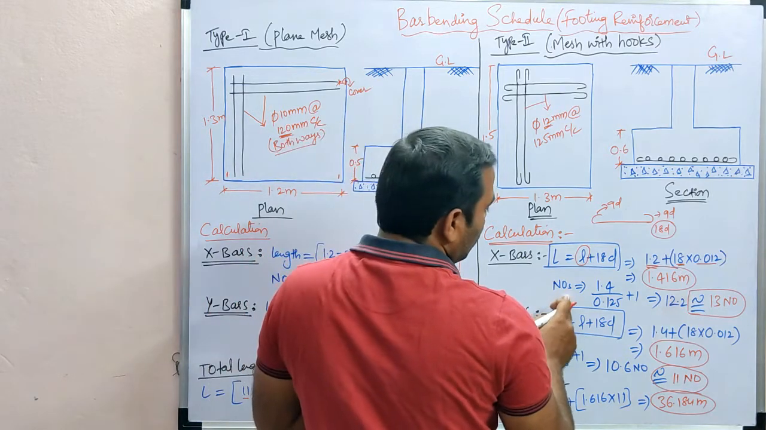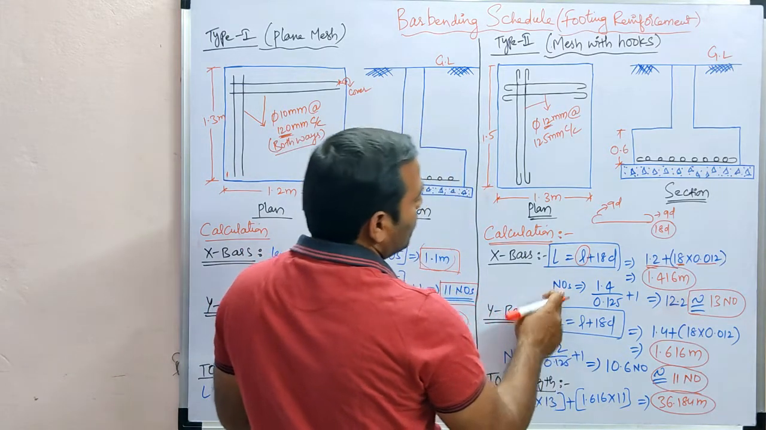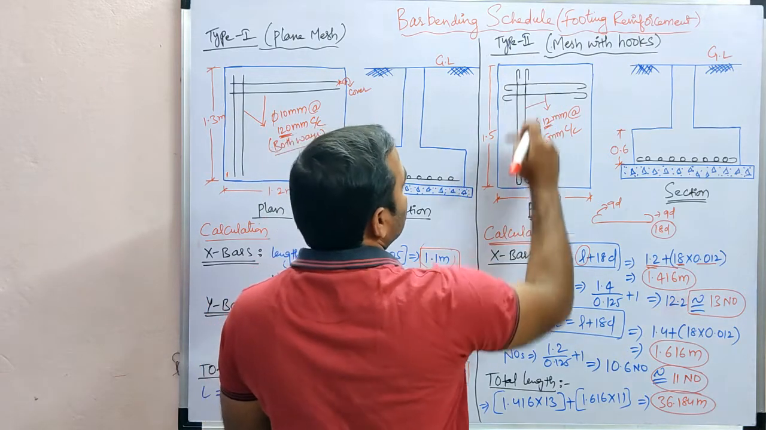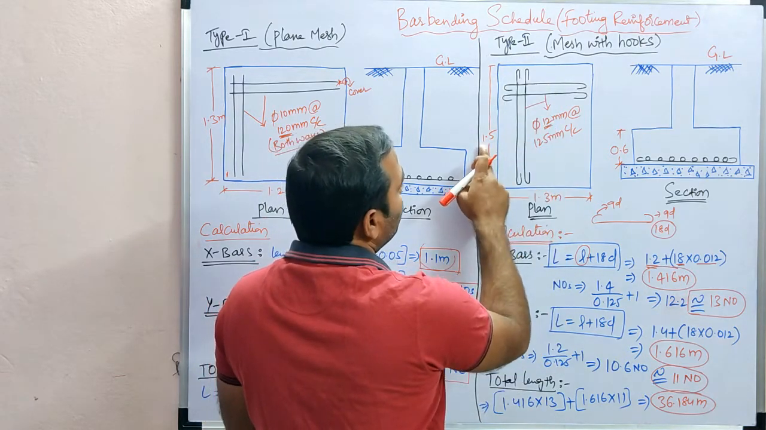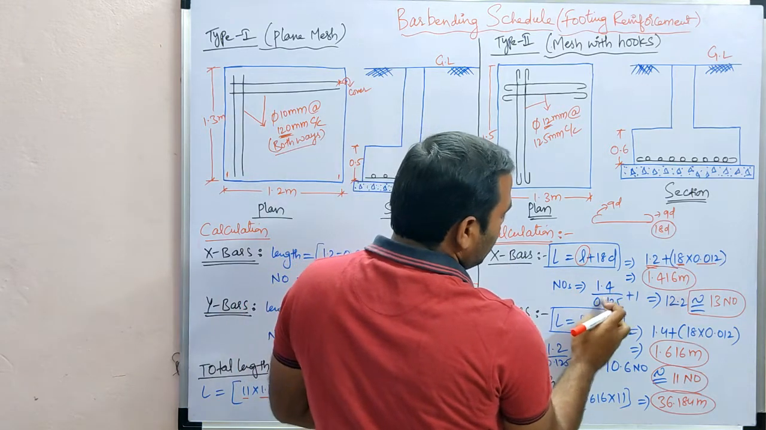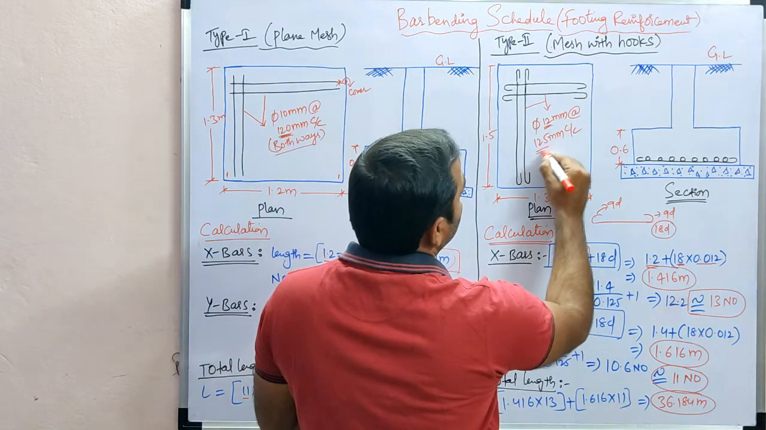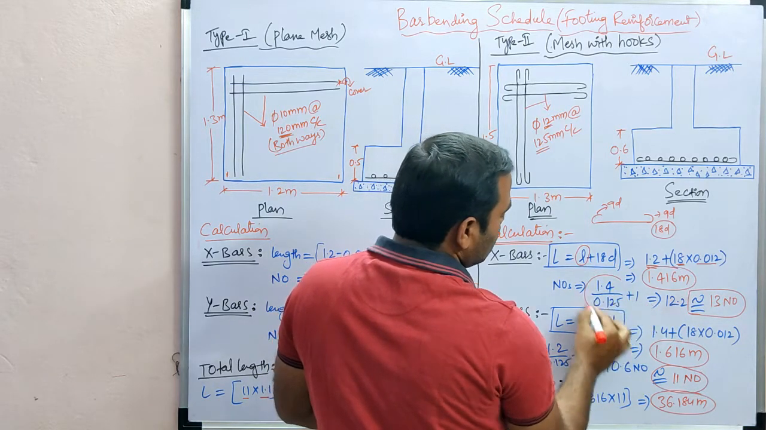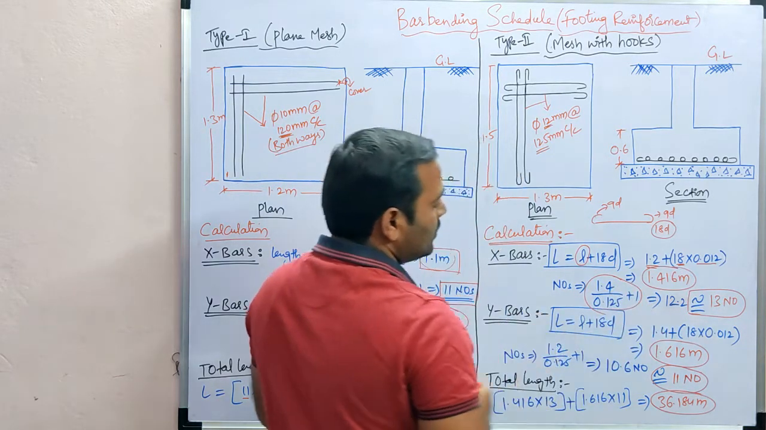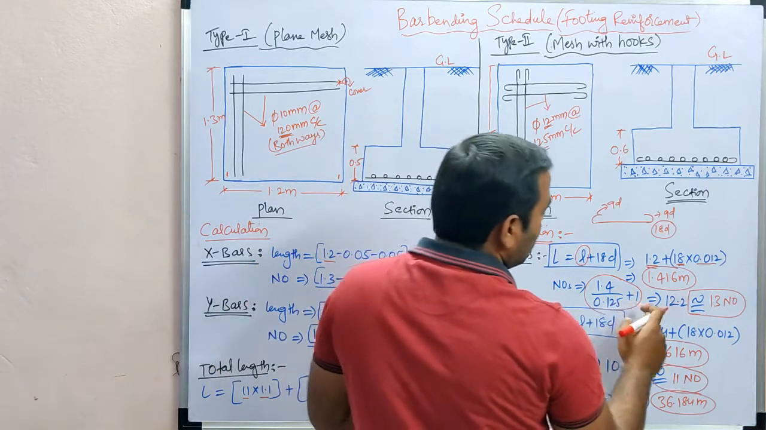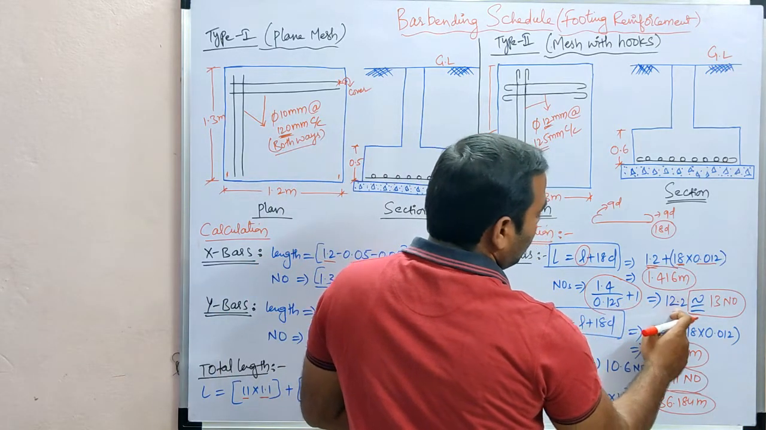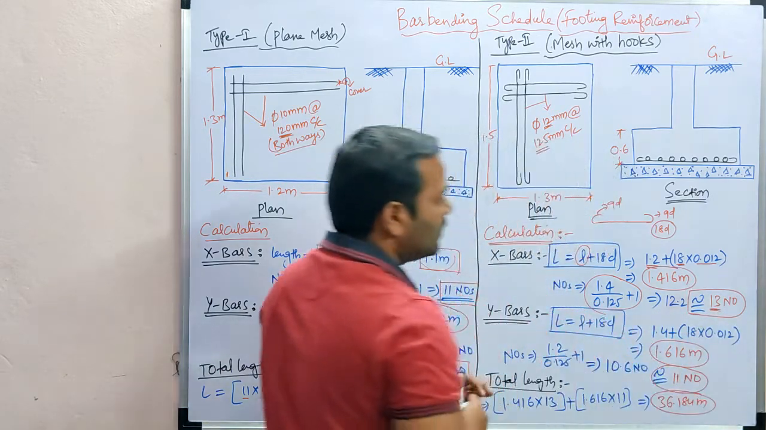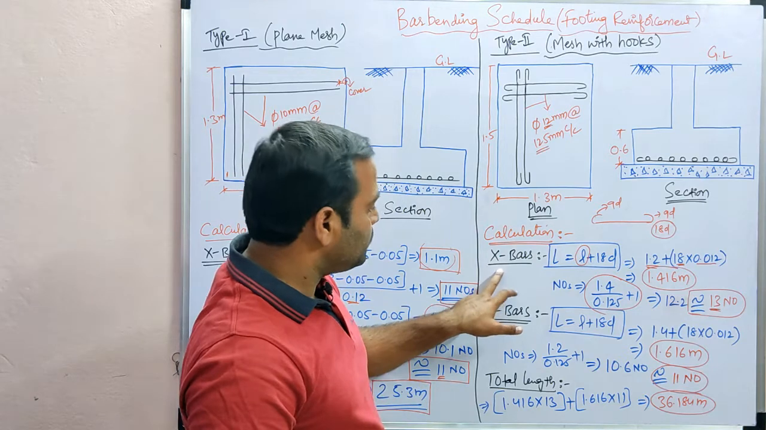Now coming to the number of bars, how will we calculate it? We need to take the opposite length. This is the opposite length. After excluding covers, how much will we get? We will get 1.4. So 1.4 divided by the spacing given here, 0.125, plus 1. This is the formula used for calculation of number of bars. So I got 12.2 numbers. Approximately I can write 13 bars required for x bars.